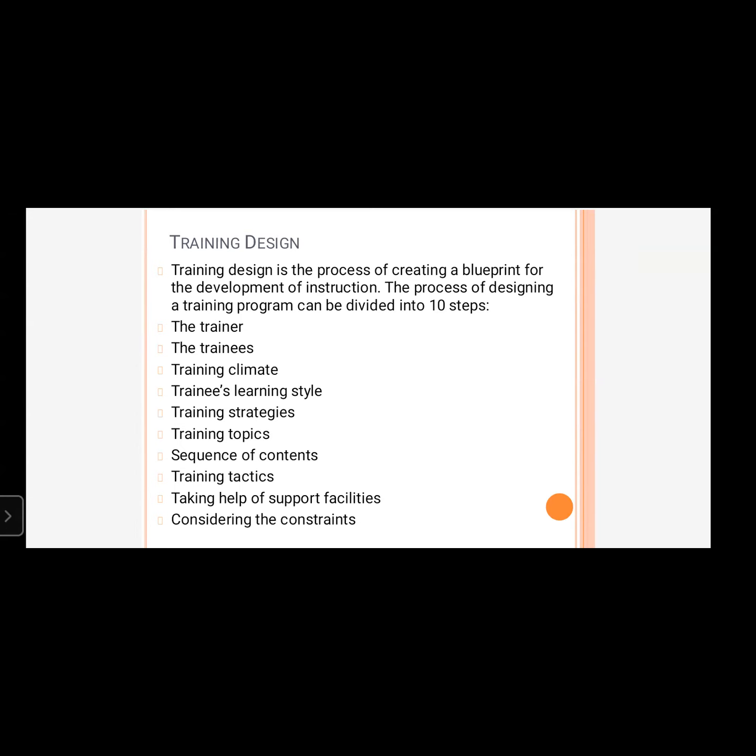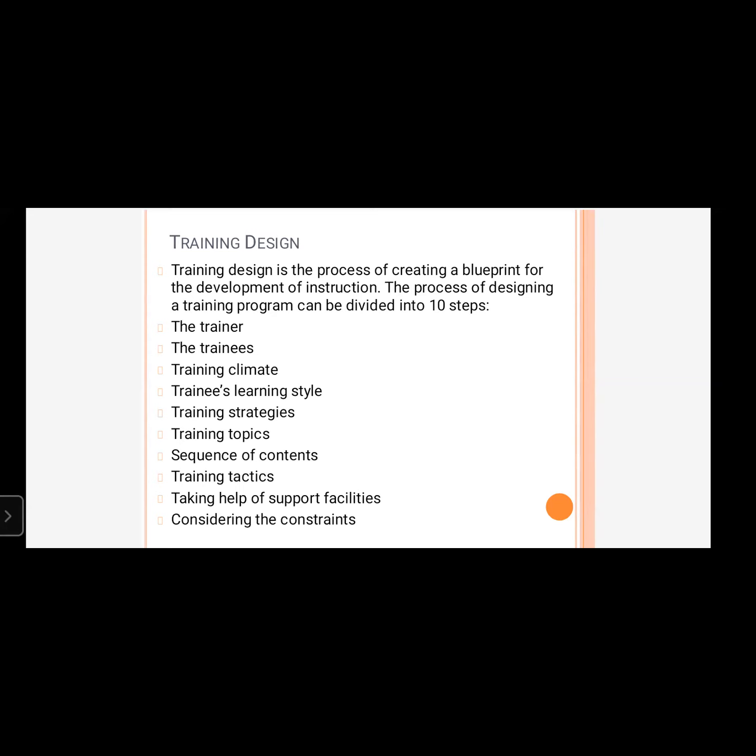Last one is considering the constraints. Considering the constraints means that constraint means the obstacles. If any obstacle, if any hurdle comes during the training program, how that hurdle will be overcome during the training program. So that is the considering of constraints.